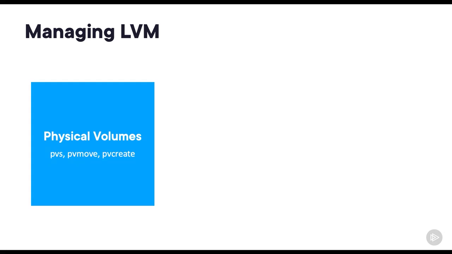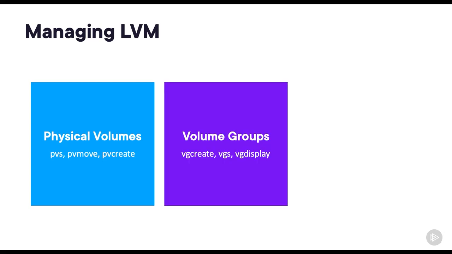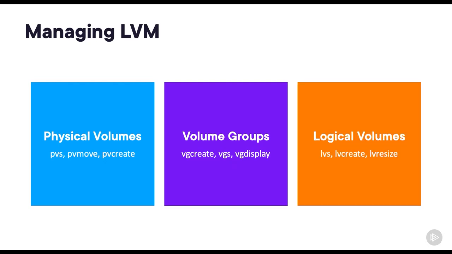The commands that we have when looking at physical volumes, we've got things like PVS to scan, to look for physical volumes, PVMove to move a physical volume from one volume group to another, and PVCreate. Within our volume group, it's not dissimilar really. We've got our VGCreate, our VGS for scanning, and to see information we can use VGDisplay. And then when we look at our logical volumes, again we can scan with LVS, we can create with LVCreate, but additionally we can resize with LVResize.